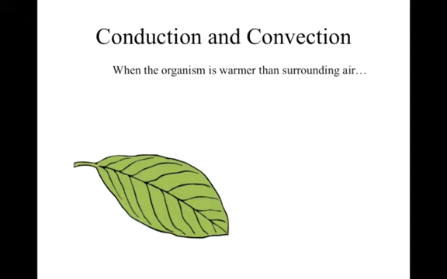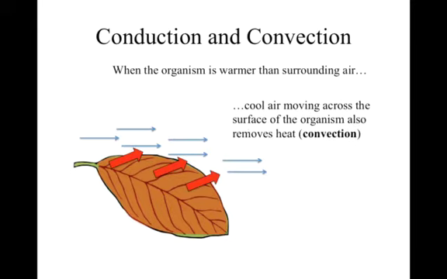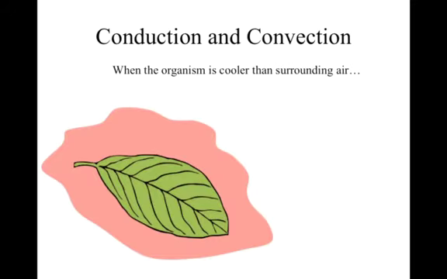So when an organism is warmer than the surrounding air, then energy is transferred from the warmer, more rapidly moving molecules in the organism to the colder, slower moving molecules in the air. And that happens through a process of conduction. The molecules at the surface of the organism jiggle around and hit the molecules above in the air, and onward the heat goes. Slightly different process: as cool air blows across the surface of an organism, it also removes heat, again through the heat being transferred to those cooler air molecules above, and that's called convection.